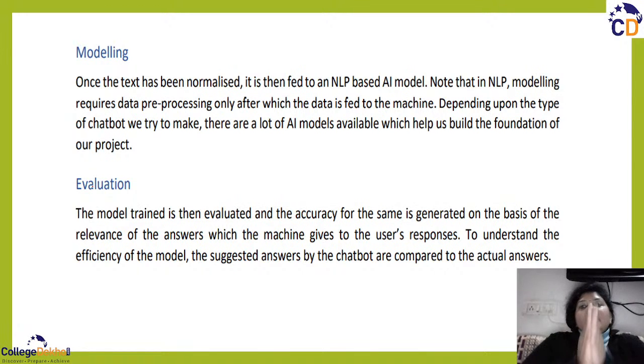So first, note that it is very essential. Modeling requires data preprocessing because there are a number of methods when you are training the system: tokenization, lemmatization, stemming. I have already discussed in my previous sessions how stemming and lemmatization are important in summarizing any document, or how to understand a particular sentence, right? So it is very essential when you are training the system, or when you are in the modeling phase.